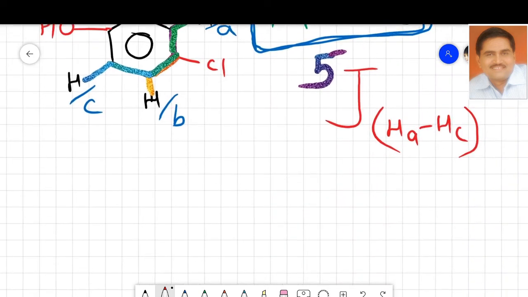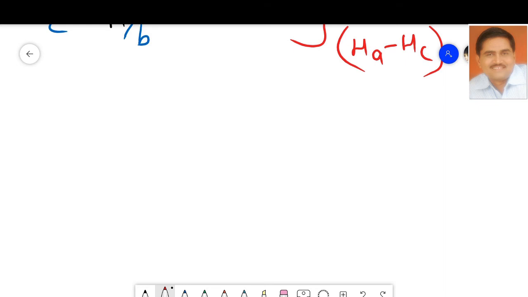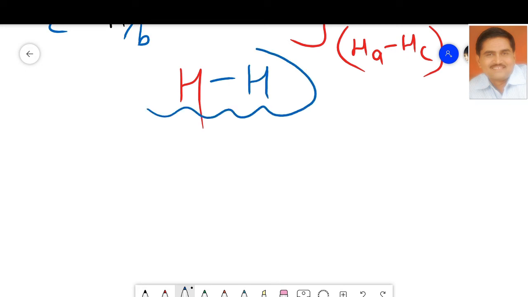Now actually these three examples are couplings between hydrogen, proton and proton. Such type of coupling is called homoatomic coupling.